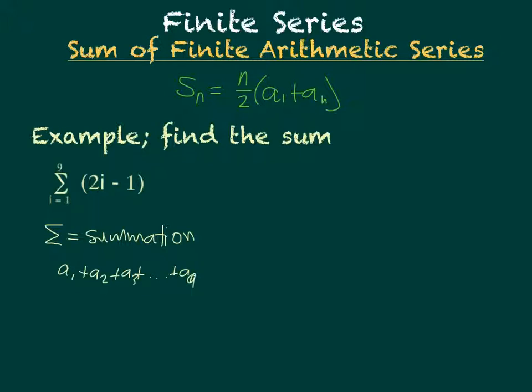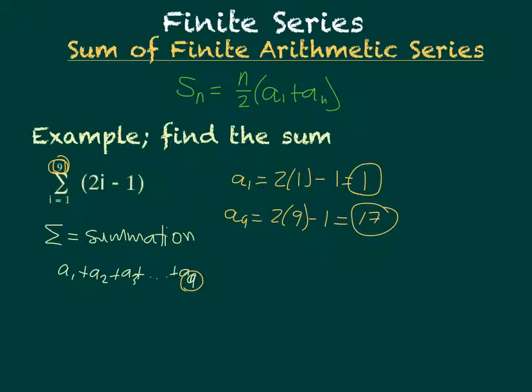But if we apply the formula we just put in, then my a sub 1 term is equal to 2 times 1 minus 1, and that number would be 2 minus 1, which is 1. So a sub 1 equals 1, and then we want to find our nth term. Well, my nth term is 9, because that is where I'm stopping, at the 9. So a sub 9 equals 2 times 9 minus 1. 2 times 9 is 18. 18 minus 1 is 17.